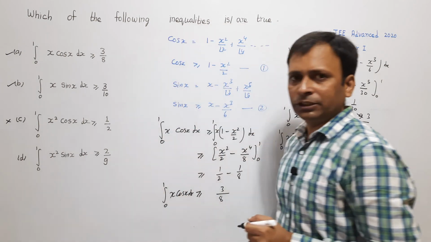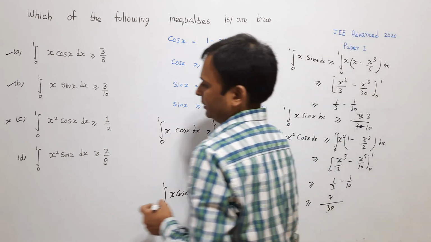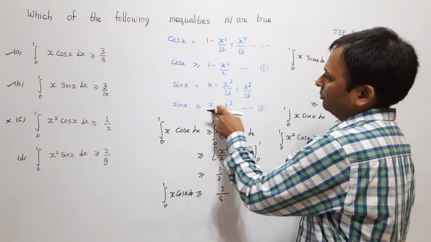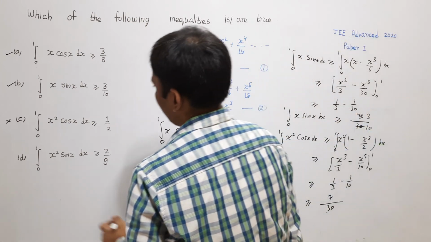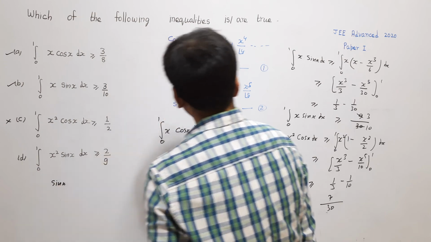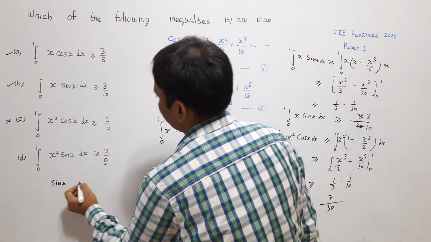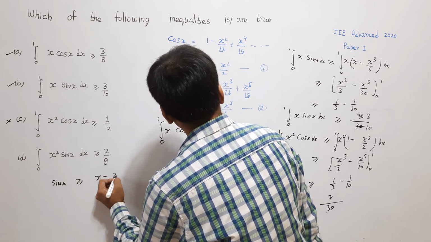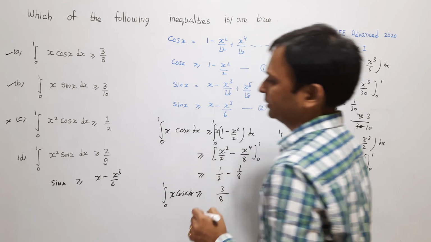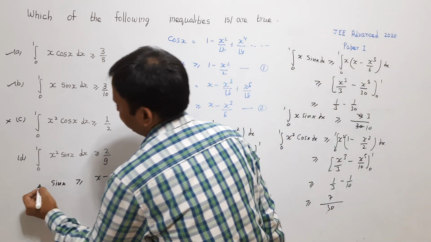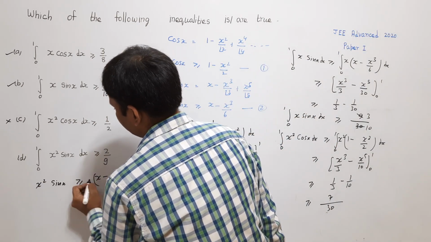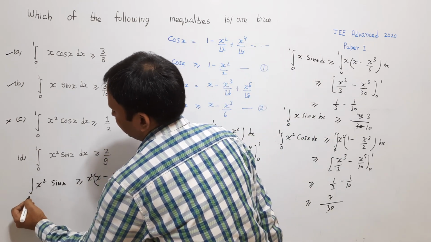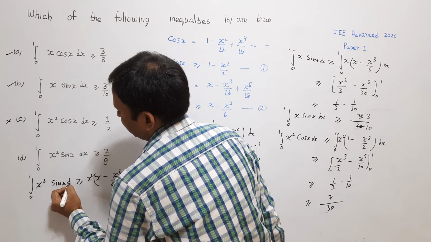Now coming on to the last option, which is x square into sine of x. So again I will take the series expansion of sine of x, and from here the second result I will take: sine of x is always greater than or equal to x minus x cube divided by 6. So your x square into sine of x is also greater than x square into this whole term, and then I can integrate on both the sides from taking limit 0 to 1.